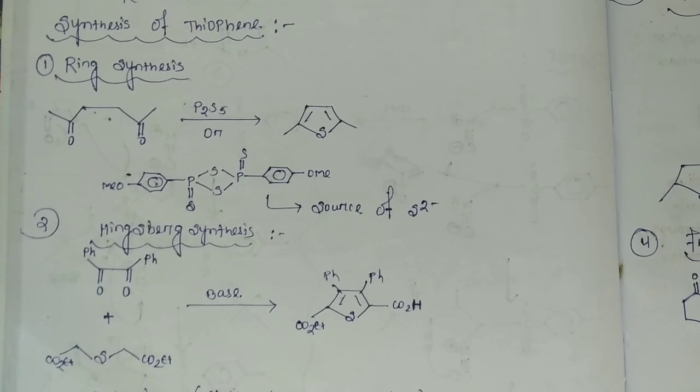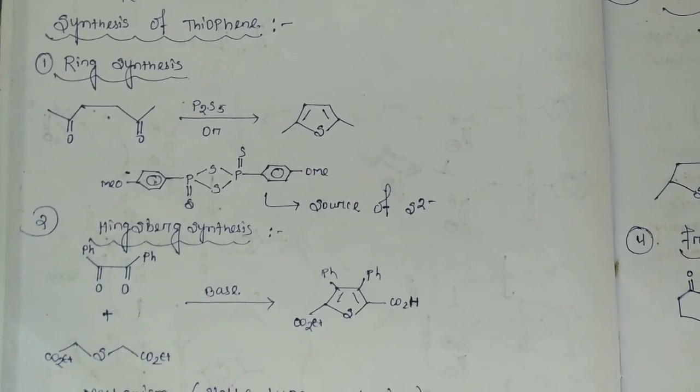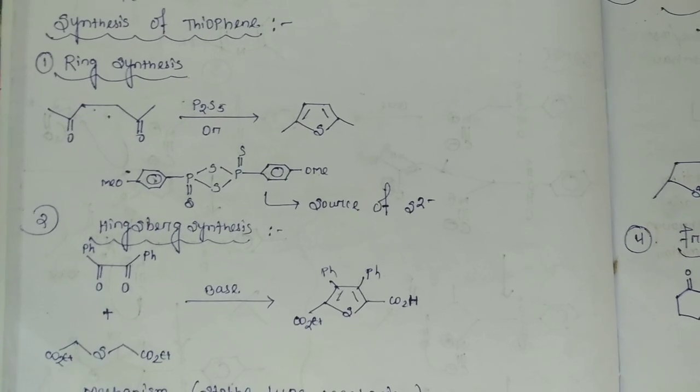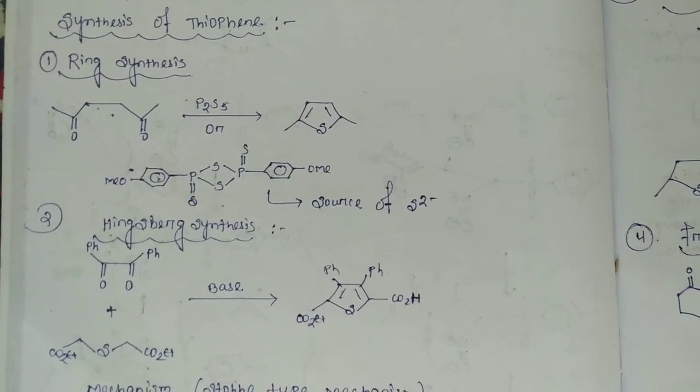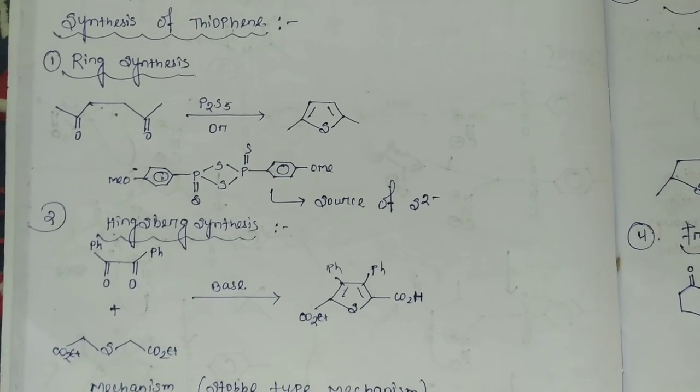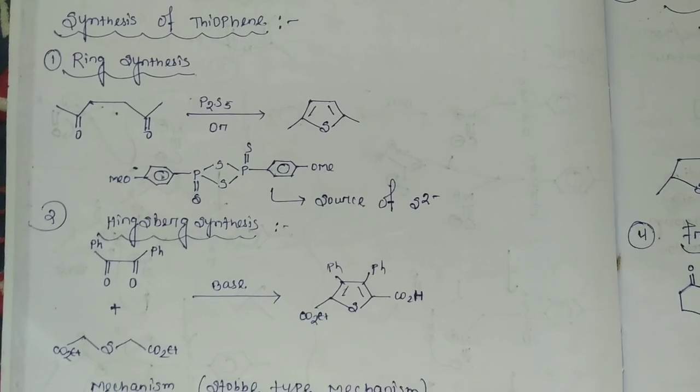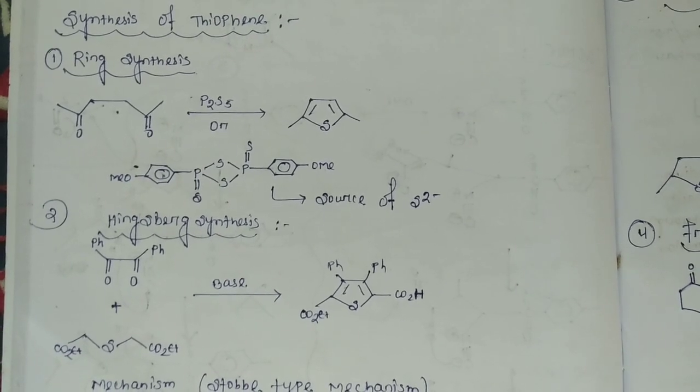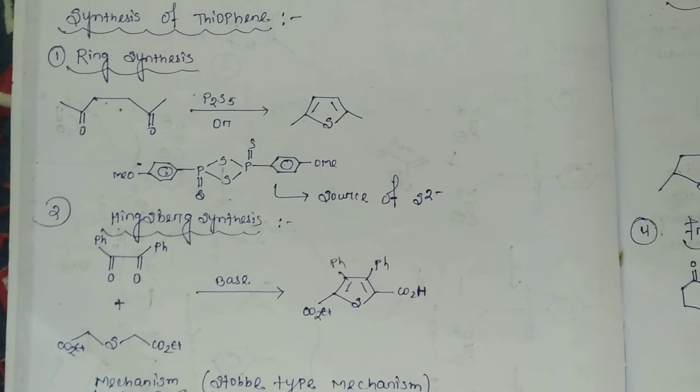the reagent which has been shown here. This is also a source of sulfur, and P2S5 is also a source of sulfur. Then by the reaction we get the substituted thiophene.